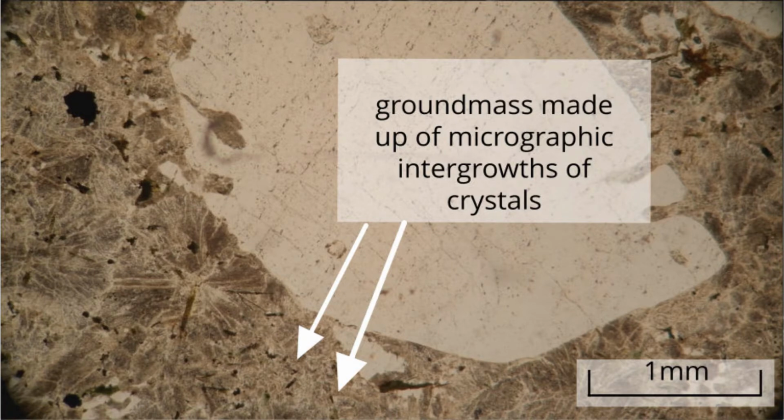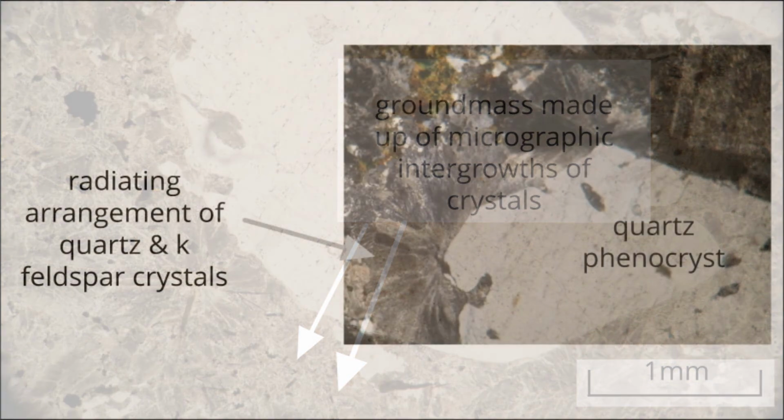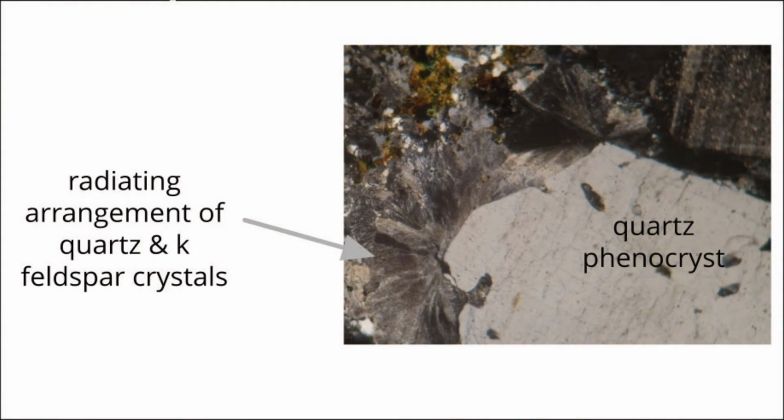The phenocrysts of quartz and altered feldspar are set in a groundmass composed of micrographic intergrowths of quartz and alkali feldspar or K-feldspar. This texture is characteristic of granophyre, sometimes called micrographic granite. This texture is visible in plain polarized light because of difference in birefringence of the two minerals, but these micrographic intergrowths are best seen under cross polars.